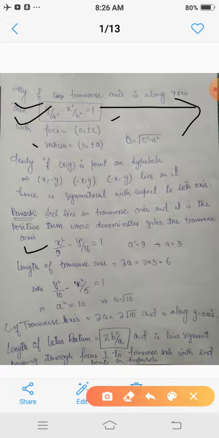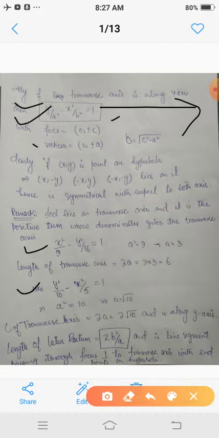Now similarly, if we consider y square upon 10 minus x square upon 5 equals 1, here the coefficient of y square is positive, this means that the transverse line lies on the y-axis with a square equals 10. This means that a equals root 10. Hence the length of the transverse axis is 2a equals 2 root 10, which lies along the y-axis. So it is only the sign which gives us the information about which axis is the transverse axis. If x square is positive, the transverse line lies on the x-axis. If y square is positive, it lies on the y-axis.